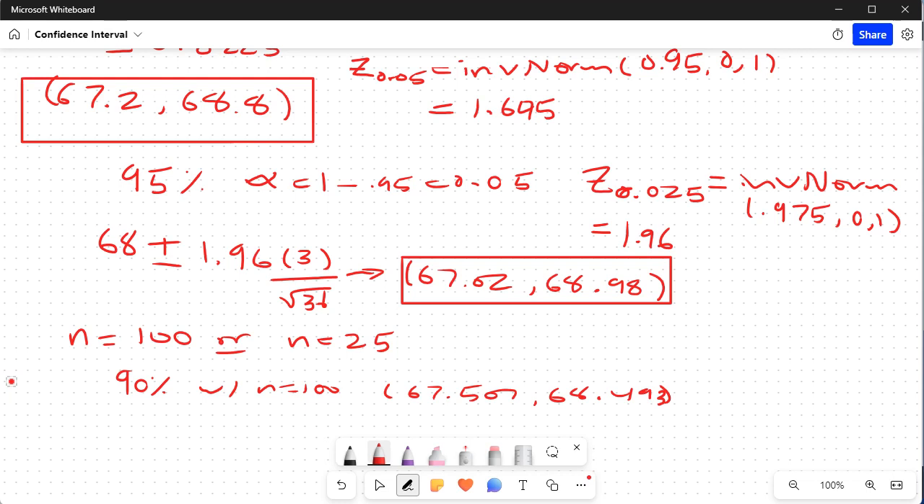Okay. So here we see that if we were to look at what exactly is happening to the margin of error, well, basically the margin of error is decreasing, because you made the sample size much bigger, which means that the margin of error is actually going to decrease.